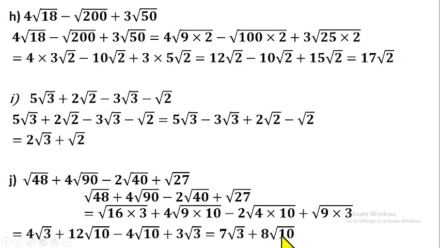We can also simplify 10 again, because there are no two numbers you can multiply together to give us 10 where one of them is a perfect square. So that means this is the final answer when you simplify this surd, which I believe you understand.